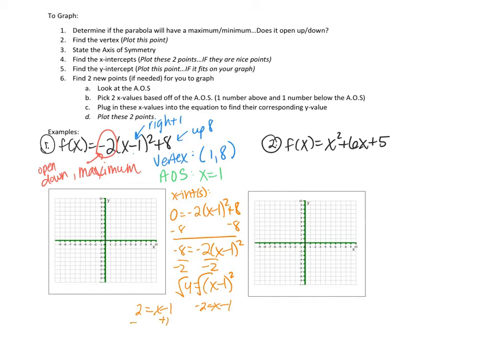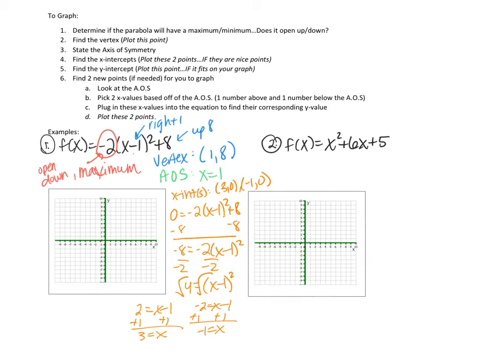Solve each of those. So I'm going to get 3 as a solution, and -1 as a solution. So what that means is that my x-intercepts are going to be 3, 0, and -1, 0. Okay. So now I can go put all of these values on my graph.